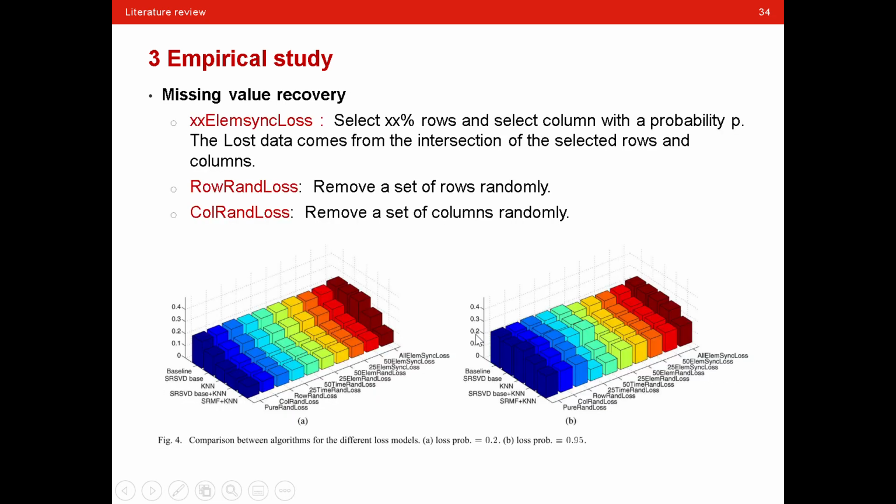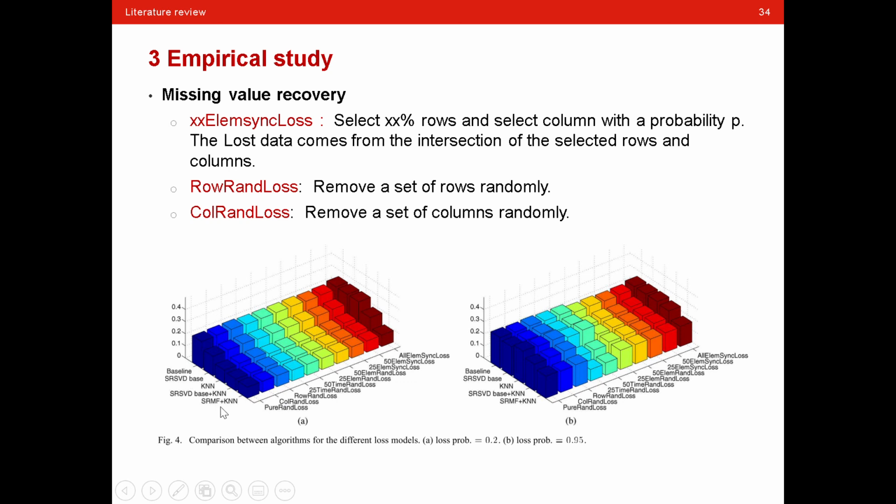And then they also suggest three specific loss indexes. The first means that they select X percent of rows and then select columns with a probability P, and the lost data will come from the intersection of the selected rows and columns. For row loss, they just remove a set of rows randomly. And for column loss, they remove a set of columns randomly. And this is the multiple loss index, and this is the method.